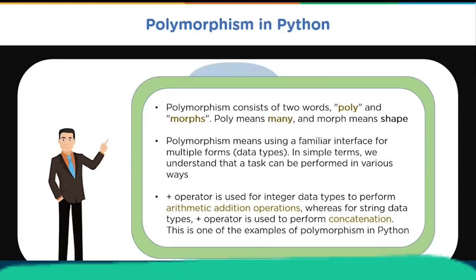Let's support it with an example. Like you have a plus operator. The plus operator can be used for integer data types to perform arithmetic operations, whereas when you use the plus operator on string data types, it is used for concatenation. So it's a very good example of how the same operator can behave differently basis what data types are being used.